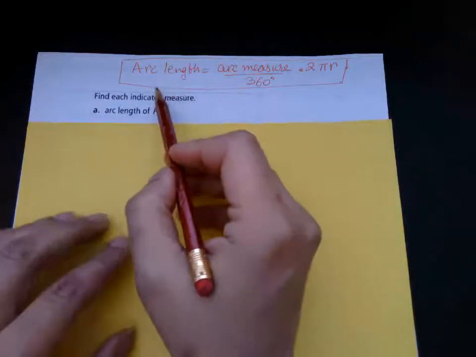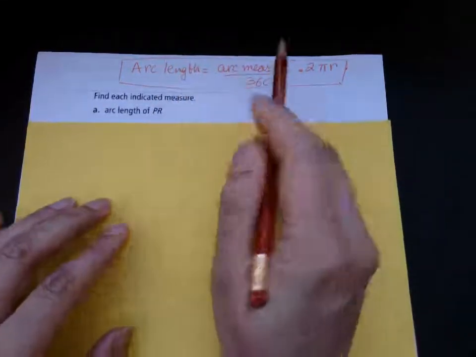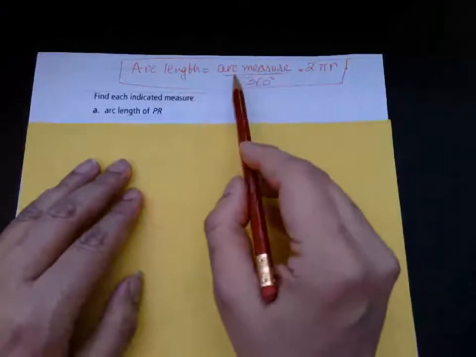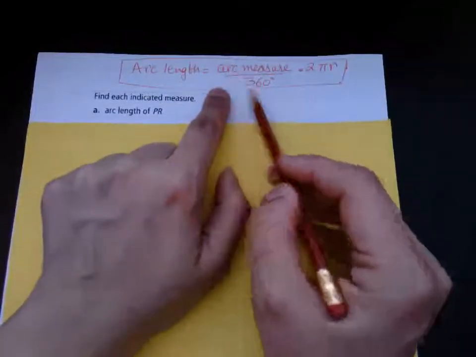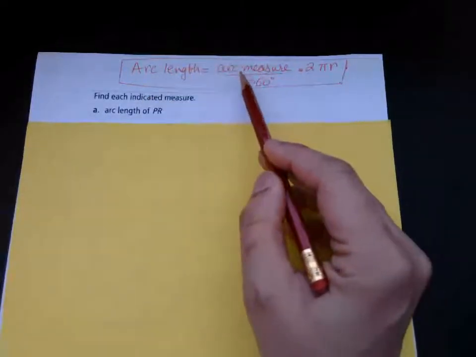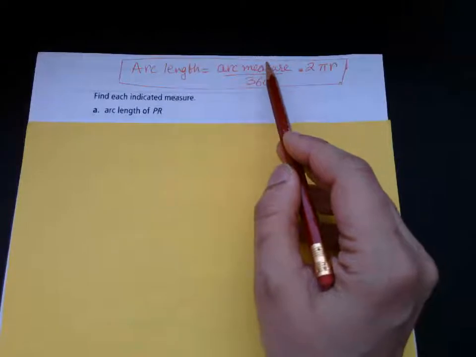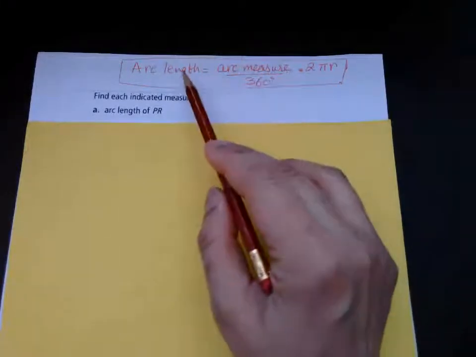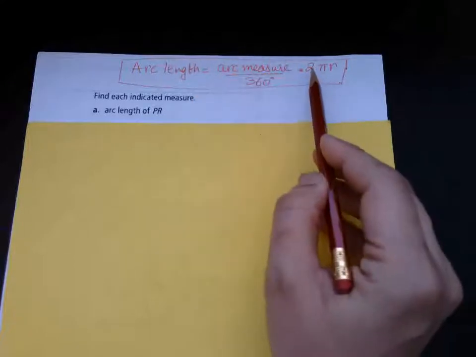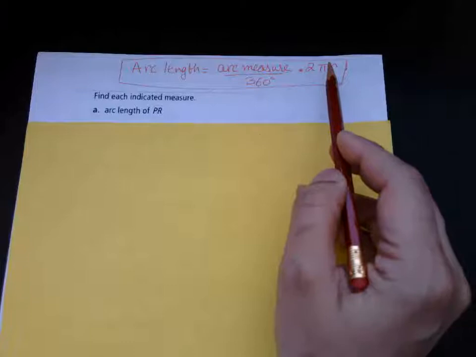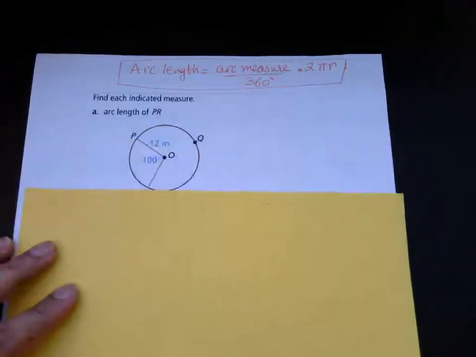As we have discussed, arc length and arc measure are two different things. To find arc length, we can plug it in this equation. Arc length is equal to arc measure, which is nothing but the central angle, divided by 360 degrees. Because we are talking about length, we will multiply with 2 pi r, which is nothing but the circumference of a circle.